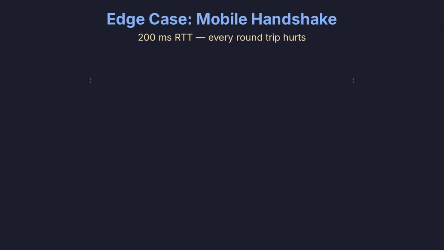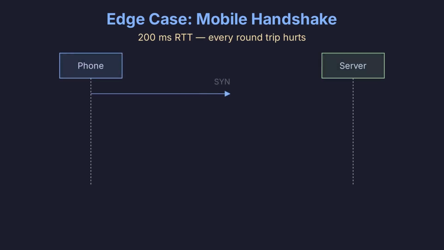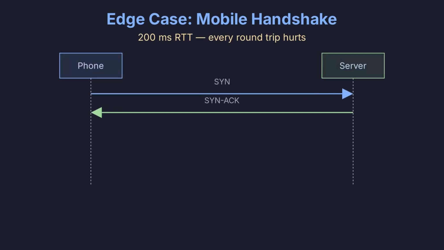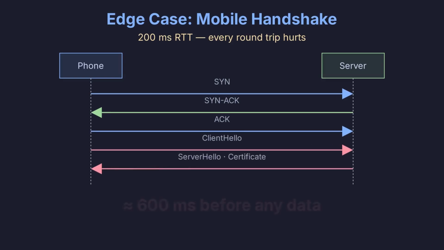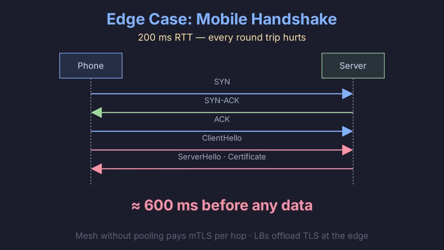Edge cases matter. On a mobile network with a 200 millisecond RTT, a full TLS 1.2 handshake plus TCP can chew up 600 milliseconds before any data flows. In a microservice mesh, if 2 internal services don't reuse connections, every call pays TCP and mTLS, adding tens of milliseconds to each hop, quickly ballooning end-to-end latency.